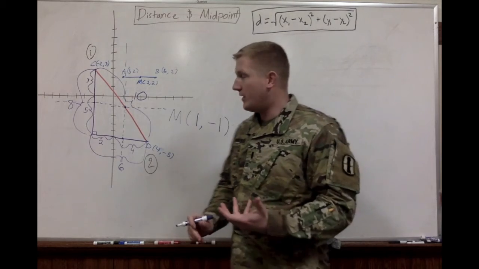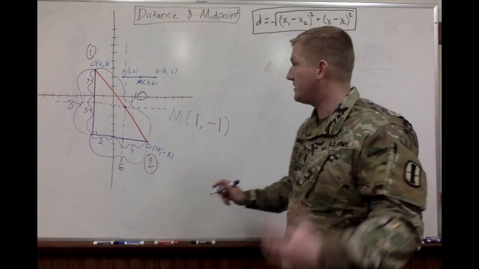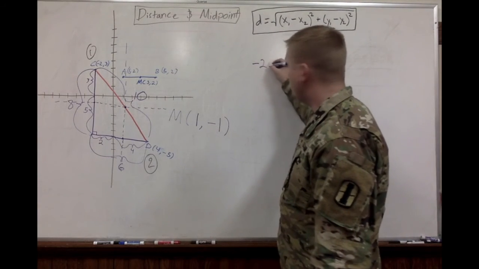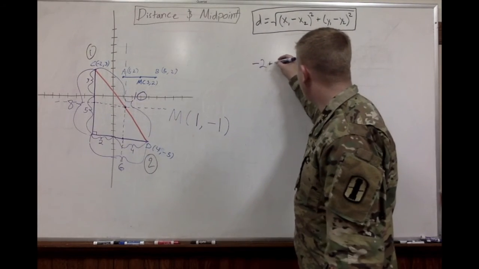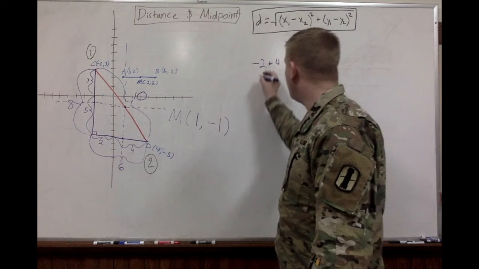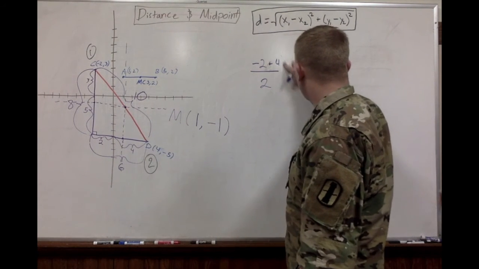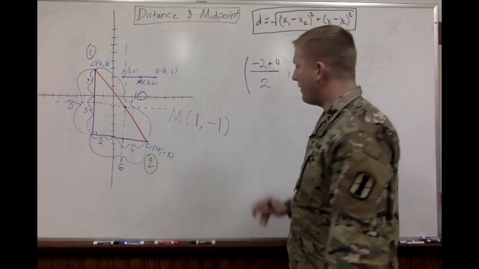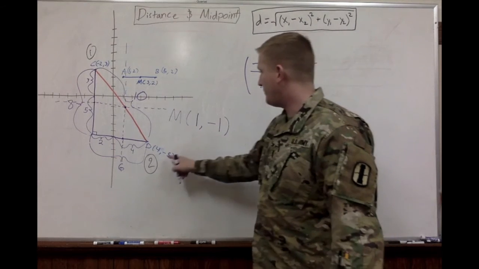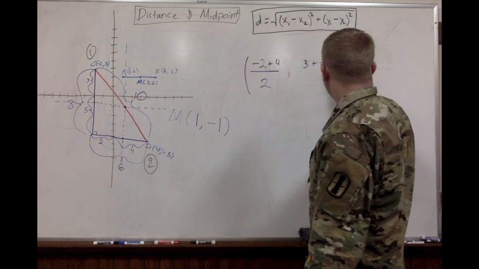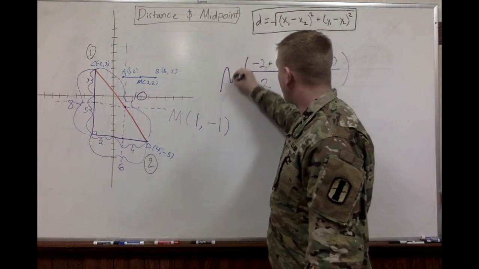A way to write down what we did verbally just now: we essentially did negative 2, which is the x-coordinate of C, plus 4, which is the x-coordinate of D, divided by 2. Then for the y, we took 3, which is for C, plus negative 5, divided by 2. This is going to get us our midpoint.